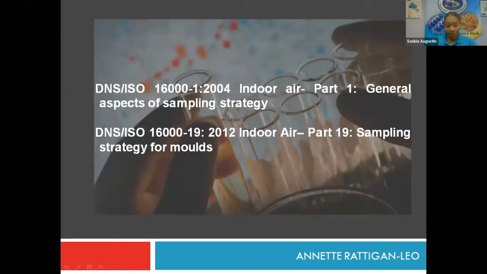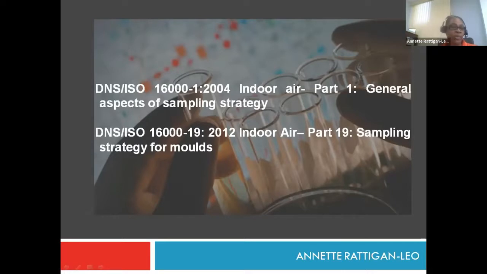She's also a member of the environmental committee, Ms. Annette Rattigan-Leo. Ms. Leo. Thank you, Saskia, and the rest of your colleagues at the Bureau of Standards. Colleagues, good morning and welcome to this session. It is my task this morning to walk you through what is entailed in parts 1 and part 19 of the 16,000 series under this set of standards.